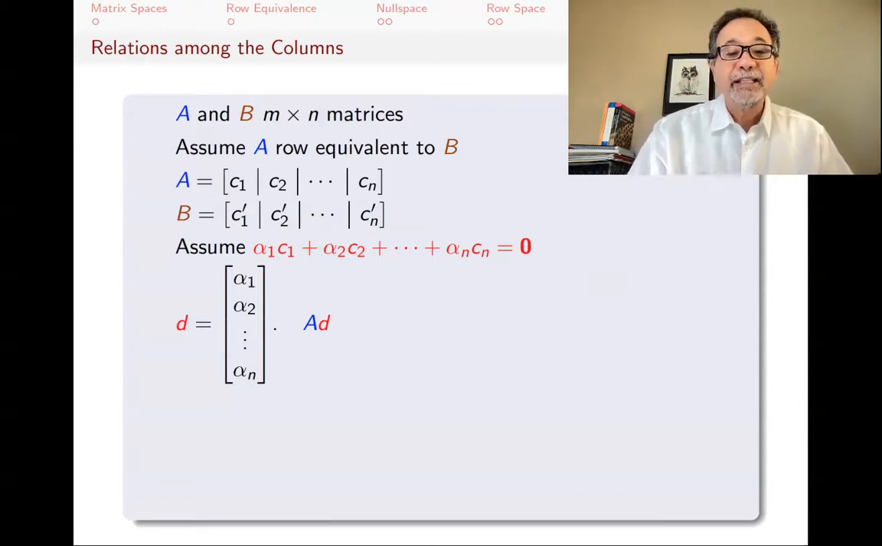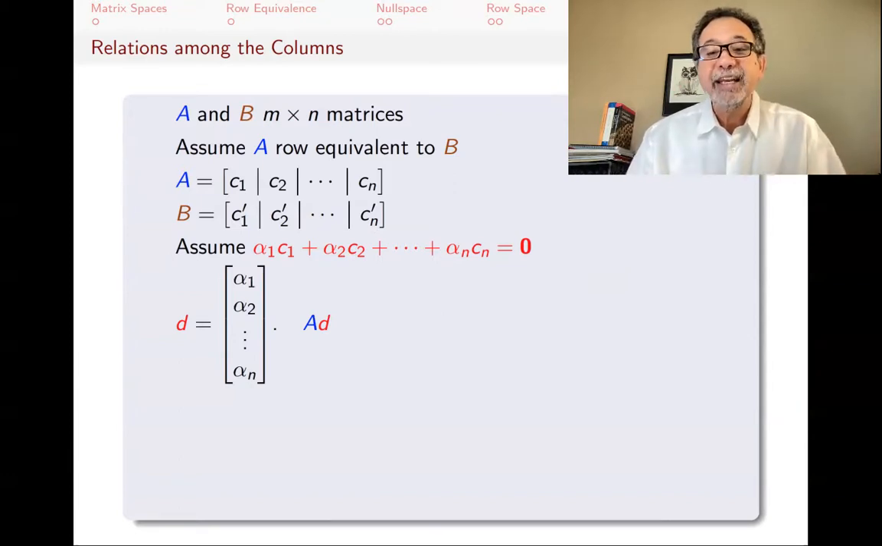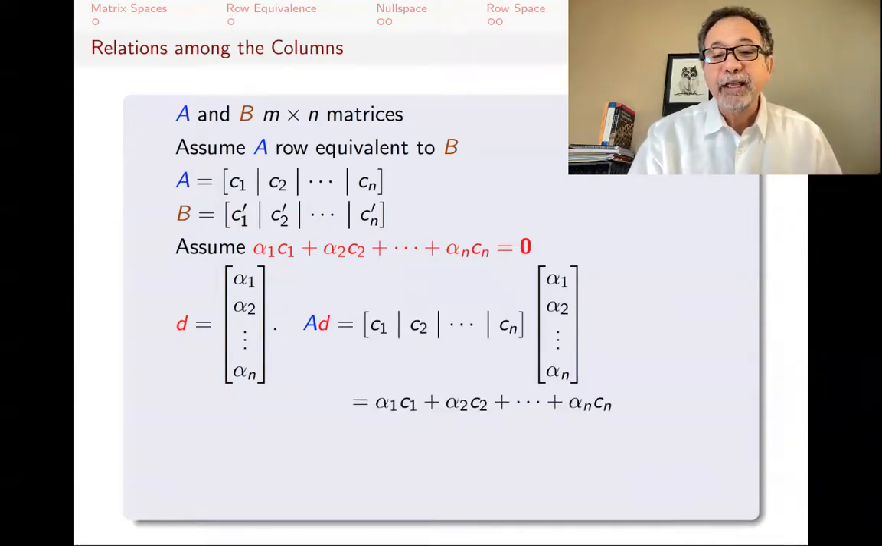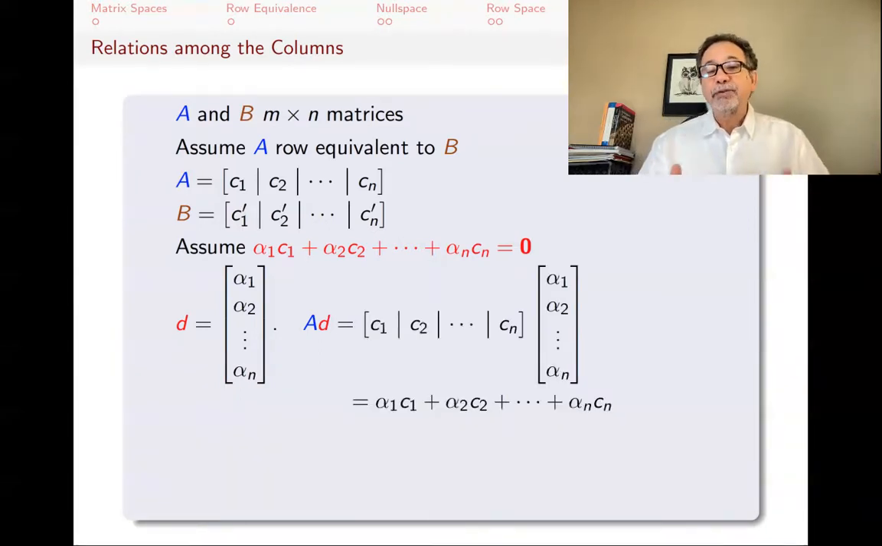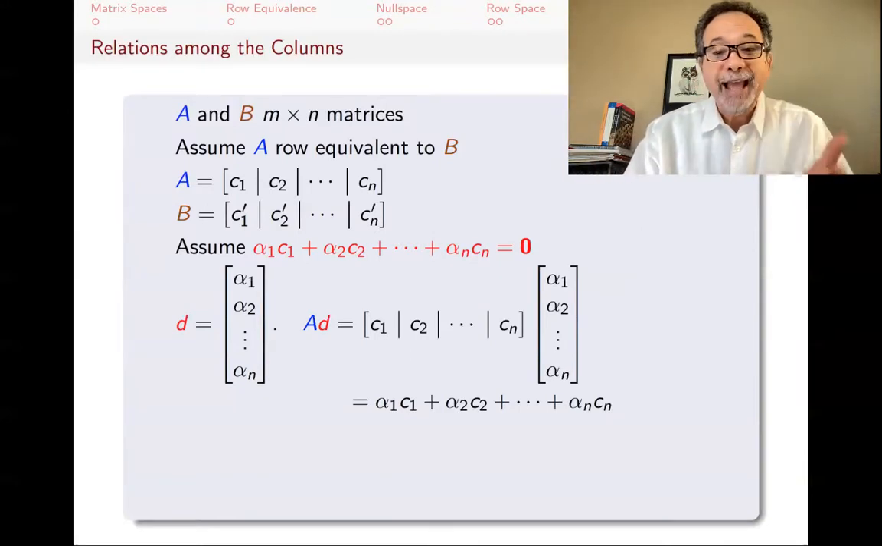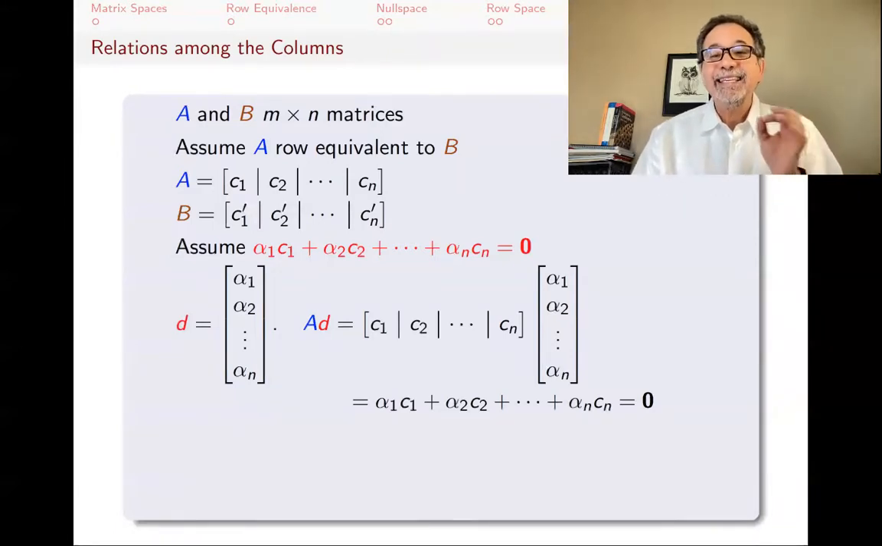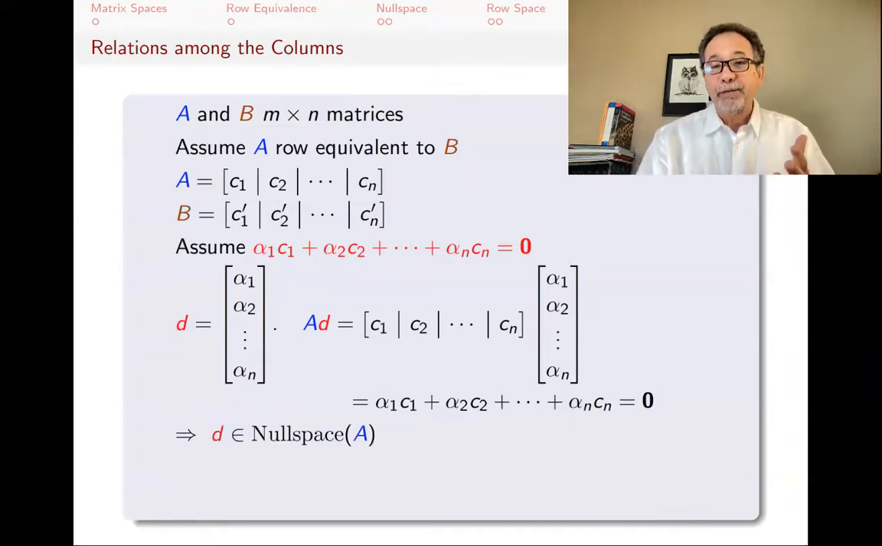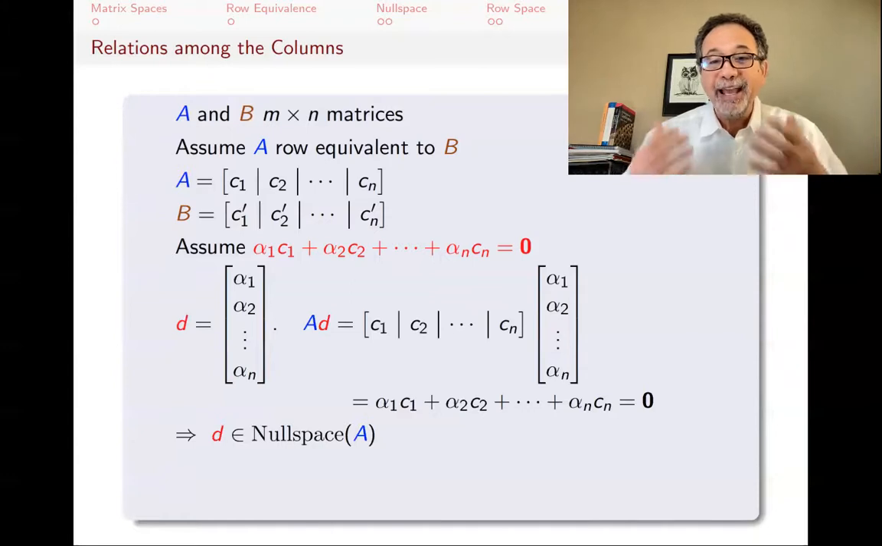So in this case, the columns of A are C1 through Cn. The scalars are alpha 1 through alpha n. So what I get is alpha 1 C1 plus alpha 2 C2 plus ... plus alpha n Cn. I add all of those up. But that's something that I knew was 0. So what I got was that AD is 0. So what does that mean? Well, that means that D is in the null space of A. If you multiply A by D and you get 0, then D is a solution to AX equals 0. D is in the null space of A.